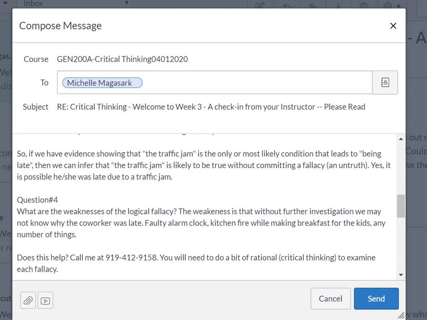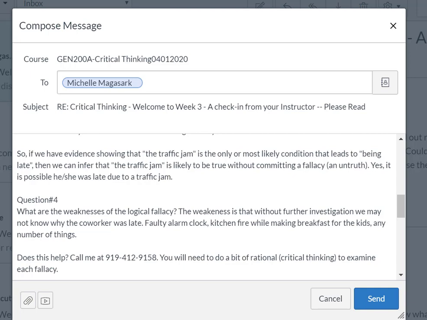Let's look at question 4. What are the weaknesses of the logical fallacy? Now, the weakness is that without further investigation, evidence, we may not know why the coworker is late. Faulty alarm clock, kitchen fire while making breakfast for the kids, any number of things.